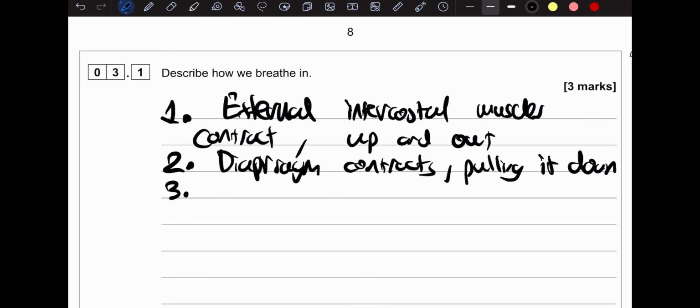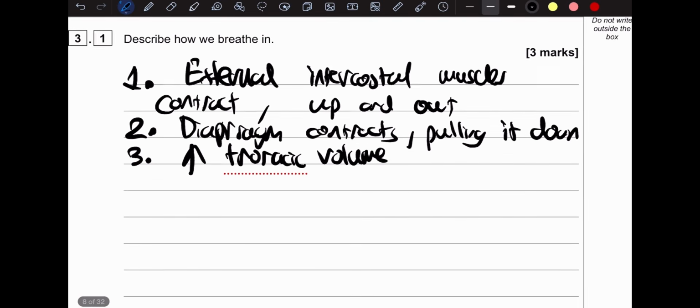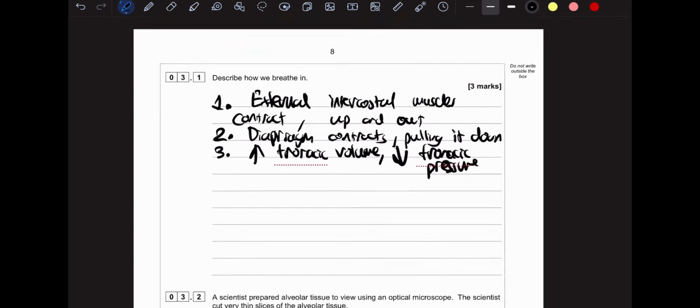What does that mean? Well, we've increased thoracic volume, right? Now we've increased thoracic volume, but the amount of particles in our thorax is the same. So what does that mean? You increase volume without changing anything else. We have decreased thoracic pressure, right? And this is what allows air to be forced into our lungs.